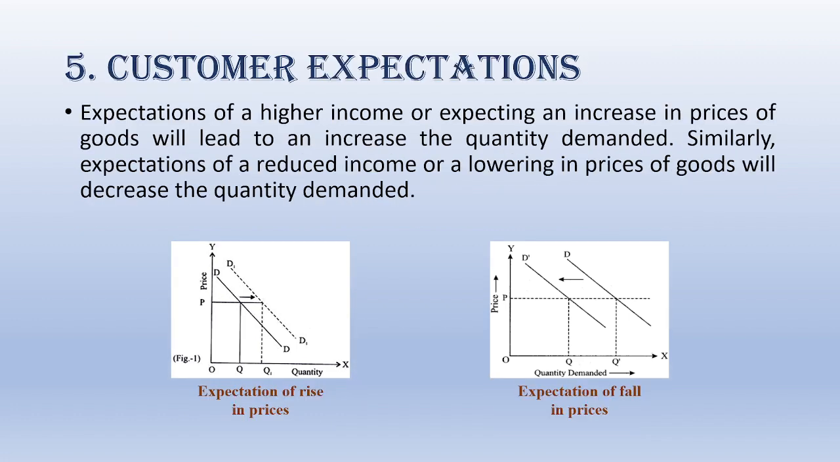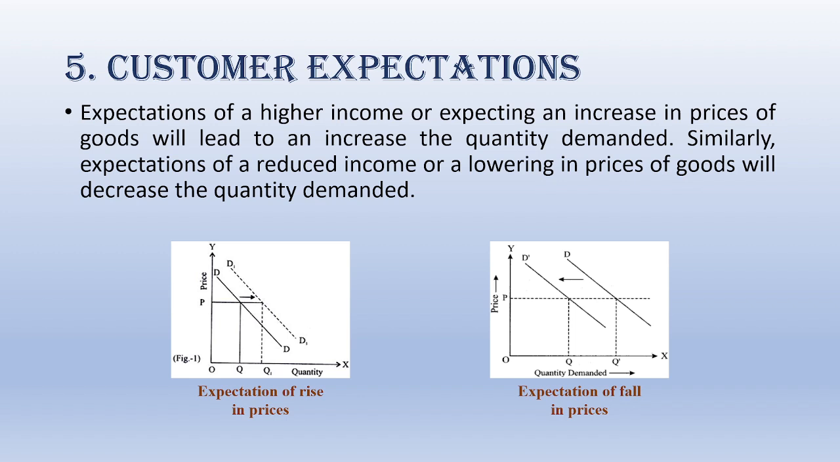Last but not the least is consumer expectations. Consumer expectations involve the expectation of a consumer regarding an increase or decrease in the price of a commodity in the future. If I know that the price of a particular product will increase in the future, then my current demand would increase. In that case, the demand curve will shift from DD to D1 D1. That will be a rightward shift. That means if I expect a rise in prices in the future, currently my demand would increase.